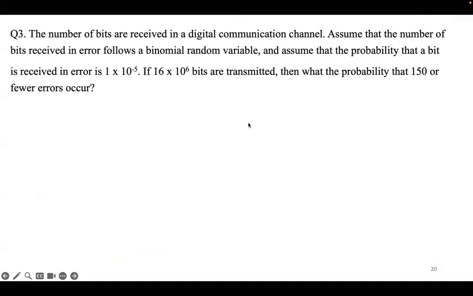The number of bits received in a digital communication channel. Assume that the number of bits received in error follows a binomial random variable, and assume that the probability that a bit is received in error is 1 into 10 to the power minus 5. If 16 into 10 power 6 bits are received, what's the probability that 150 or fewer errors have occurred?